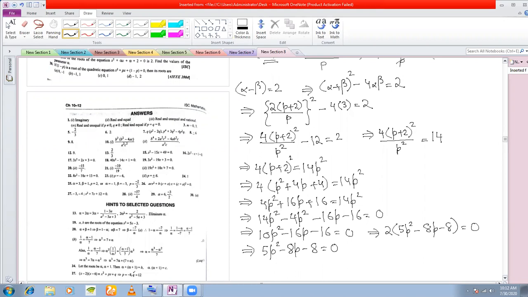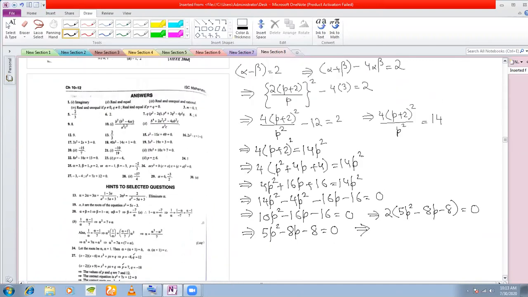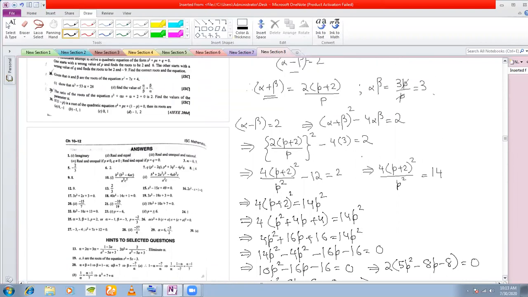Now we solve this quadratic. 5 into 8, 40. What are the factors? Will 4 into 10 work? No. 5 into 8 is already there. 10 into 4. So what are the factors that will work here? 20 into 3. If the factors don't work, then some mistake maybe I have made.